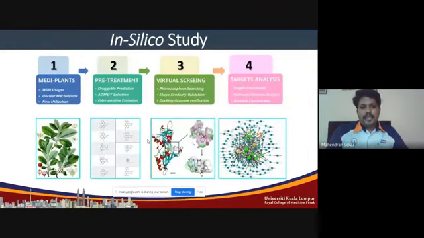Then the second step is the organization and collection of natural products to construct the natural product database. Here we do the pre-treatment of these compounds, including drug-like analysis, like ADME: absorption, distribution, metabolism, and excretion, and prediction and exclusion of false positive compounds. And the third step is the core technique of this methodology, the in silico virtual screening.